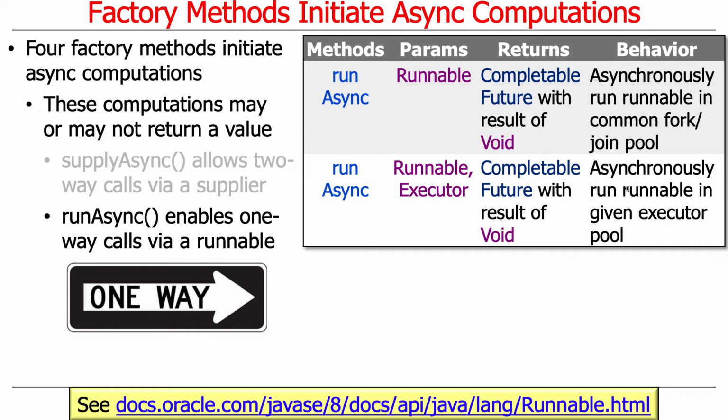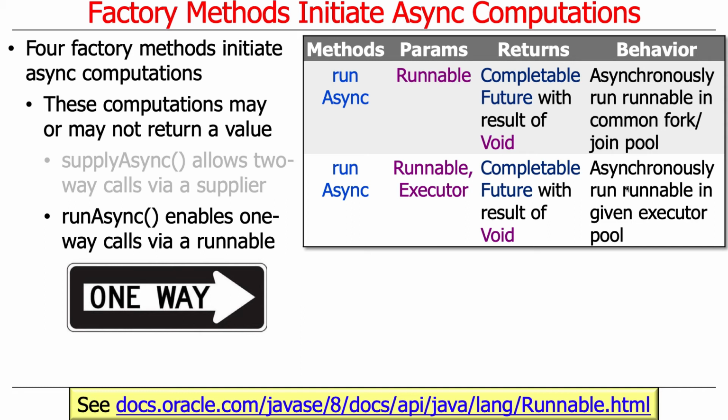The second type of factory method for completable futures is called runAsync. And these allow one-way calls to be submitted. So unlike supplyAsync, where you get a result back, in this case, you just give it a runnable, which, as you recall, doesn't return a value, and it goes ahead and runs in the background. So once again, there's 2 different variants. They both take runnables. The second runAsync takes an executor. They don't return anything. They give back a completable future with a result of void, which means you can just know when it's done, but you can't get a result back from it.